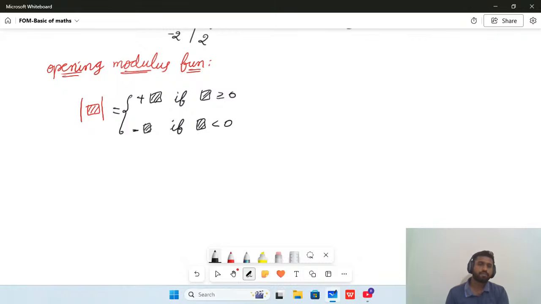So modulus of this box will be opened with the plus box if the box is greater than or equal to 0, and the modulus of this box will be opened with the minus box if the box is less than 0.